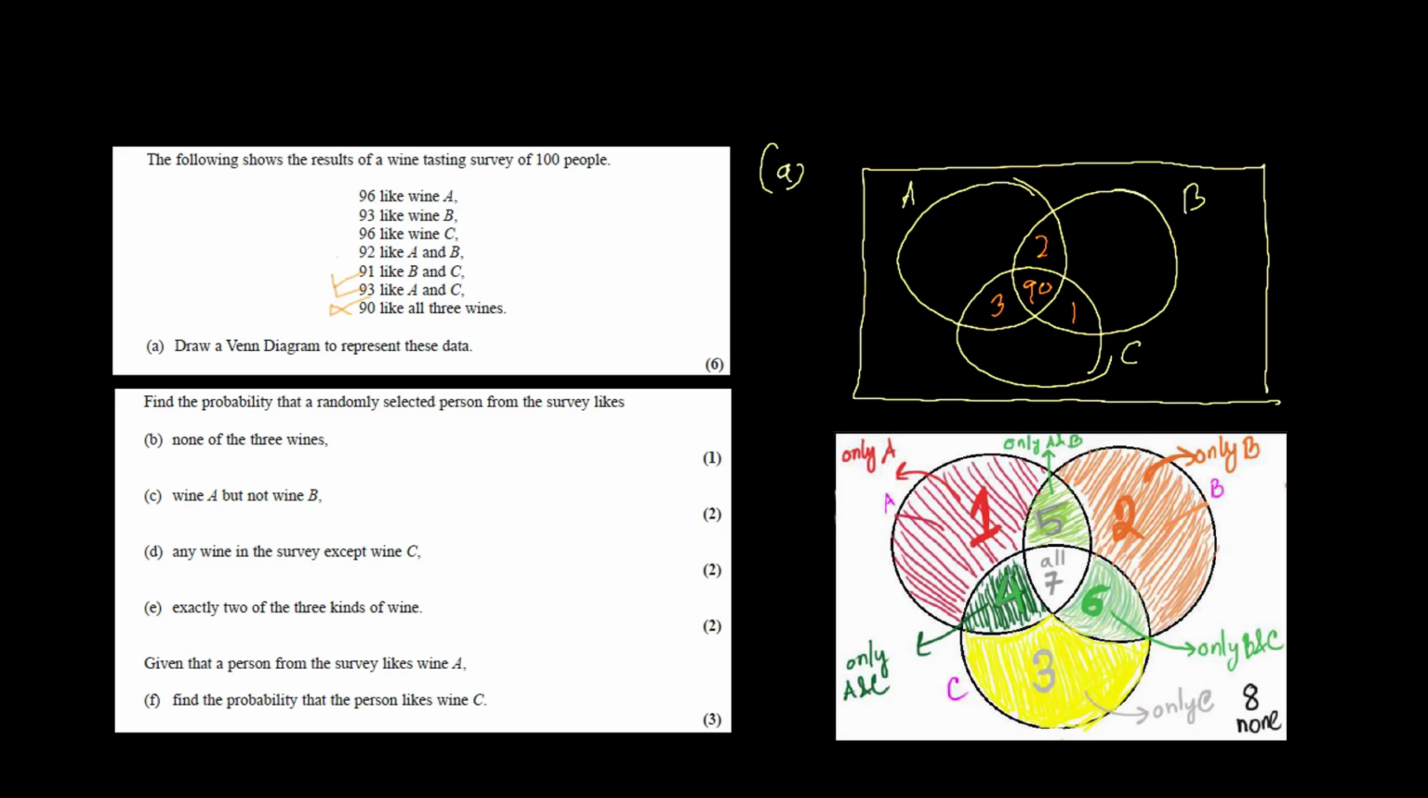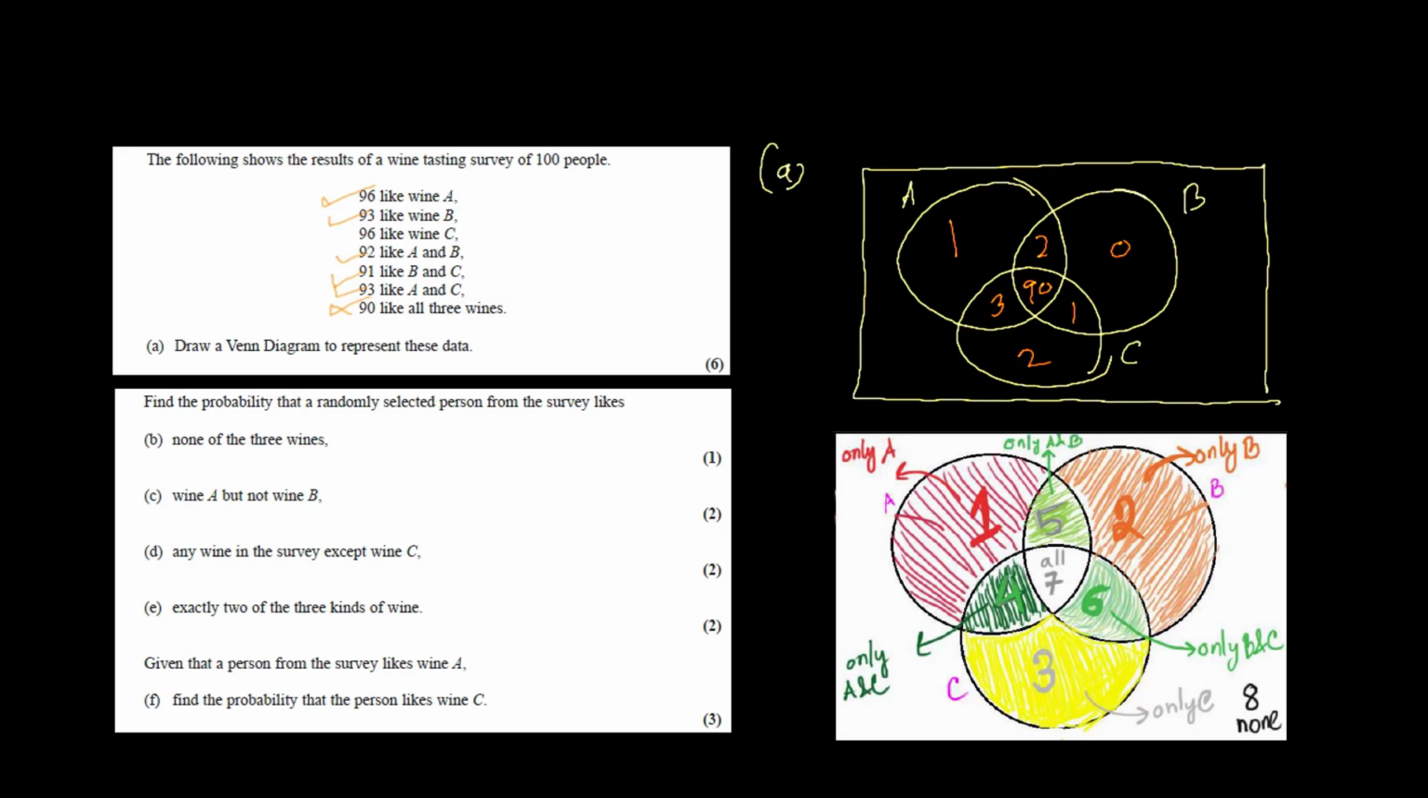Now let's get back. The entire circle A is 96. If this entire circle is 96, we already have 90, 93 plus 2, 95. So this one should be 1. Then the entire set B is 93. If this set B is 93, this should be 0, because this is already 90 plus 2, 92 plus 1, 93. And set C is 96, so 93, 94, this should be 2, 96.